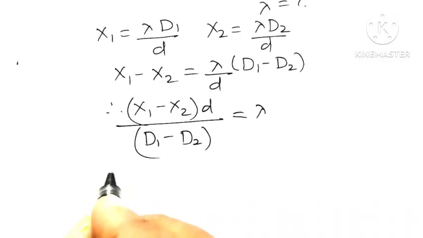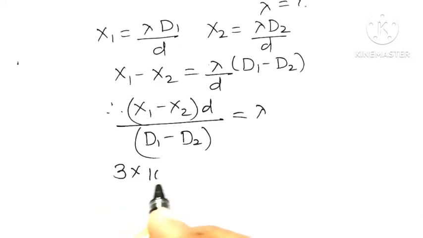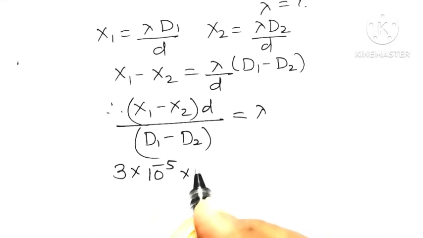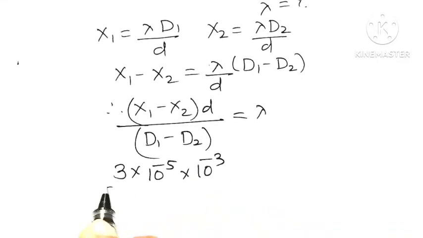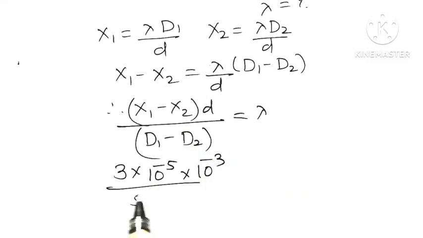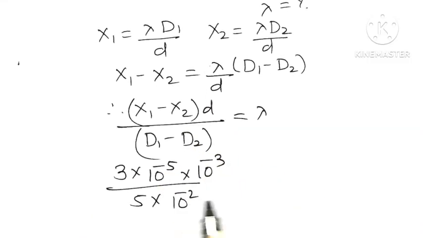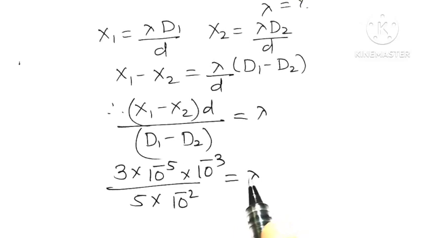What is x1 minus x2? It is 3 into 10 to the power minus 5. Small d is 10 to the power minus 3, and d1 minus d2 is 5 into 10 to the power minus 2, and that is equal to the wavelength lambda.